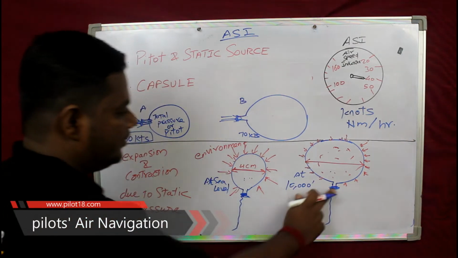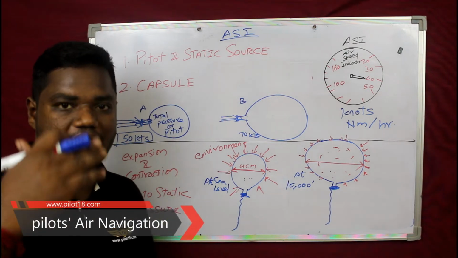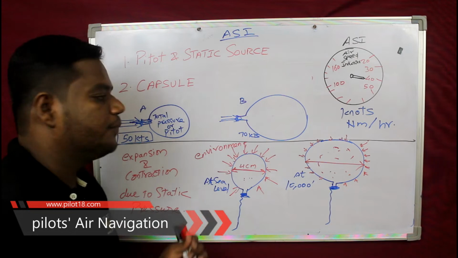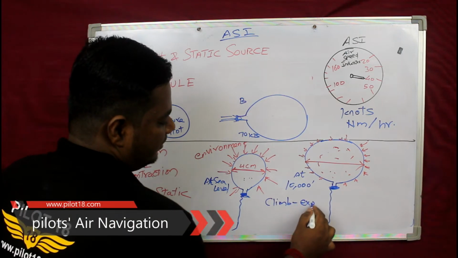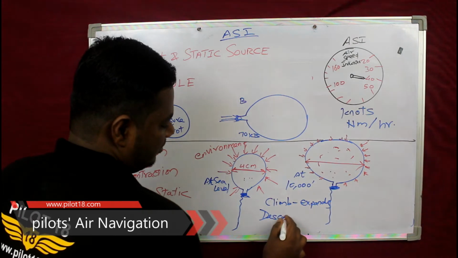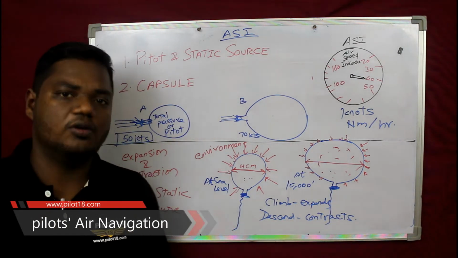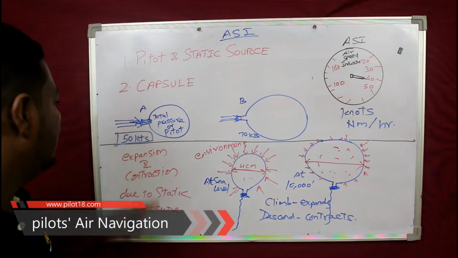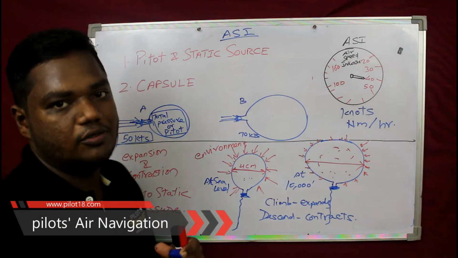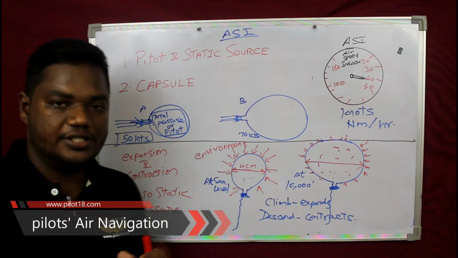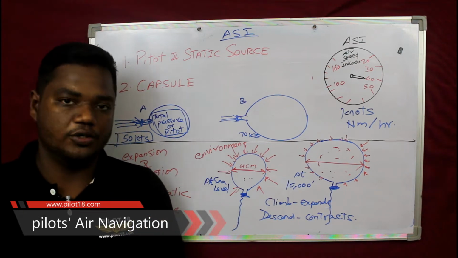Now this is to understand static pressure expansion and contraction: if I climb to 5000 feet or 10,000 feet, the balloon expands, meaning it gets bigger, and if I descend, it contracts. This is expansion and contraction due to the difference in static pressure. Understand? Now total pressure, or pitot pressure. Static plus dynamic is known as total or pitot pressure. When you start moving, the pressure experienced on your hand or body is the sum of static and dynamic pressure, which is known as pitot or total pressure.